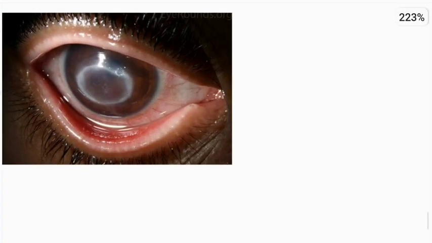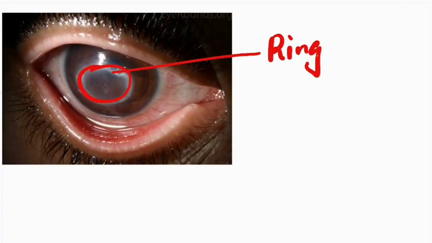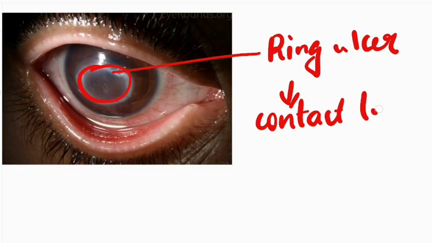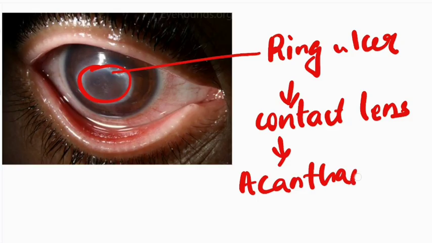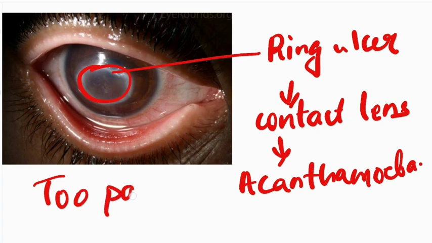Now identify this kind of ulcer. You can see this is called a ring ulcer. Where do you see a ring ulcer, guys? You see it in contact lens users. And it is because of which organism? Acanthamoeba. So these are the important points. Acanthamoeba. And is it going to be painful or painless? It is going to be too painful.